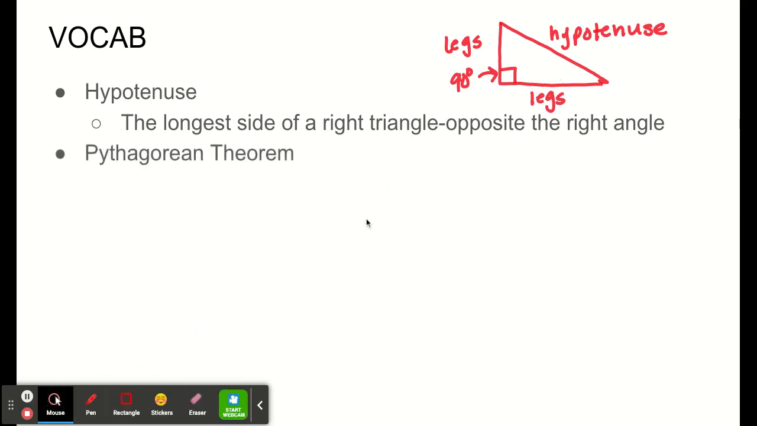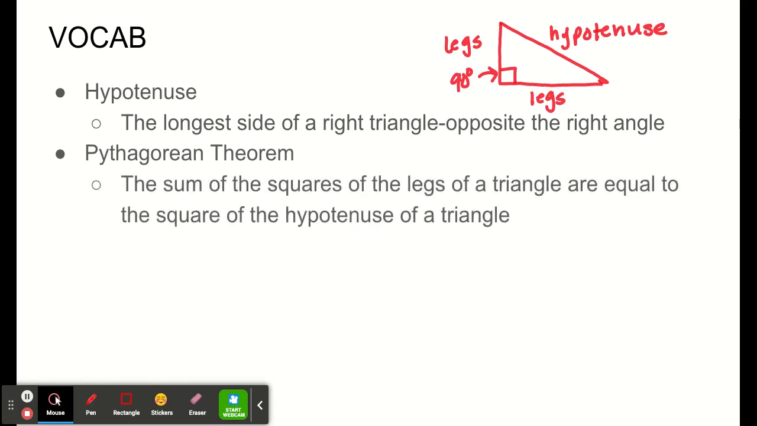The Pythagorean theorem states that the sum of the squares of the legs of a triangle, a right triangle that is, are equal to the square of the hypotenuse of the triangle. So whatever the measure of the two legs are, you'll take their measure and square it.